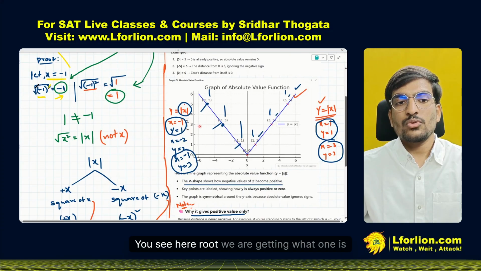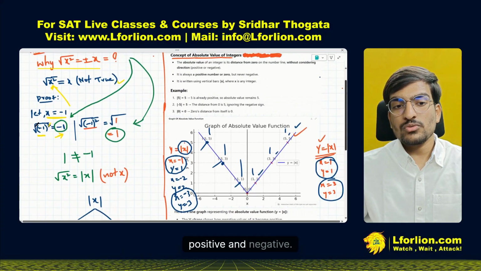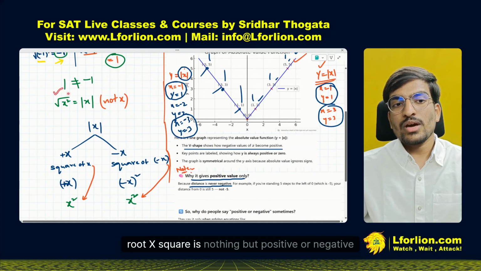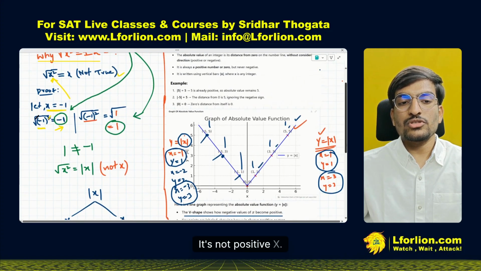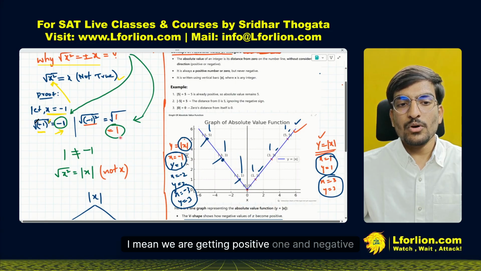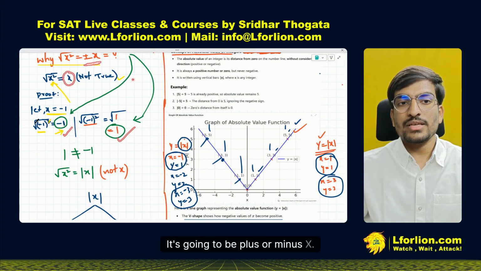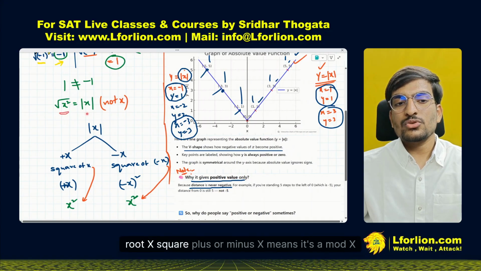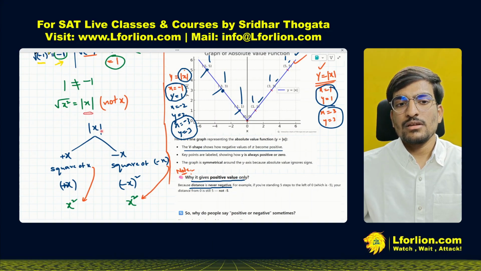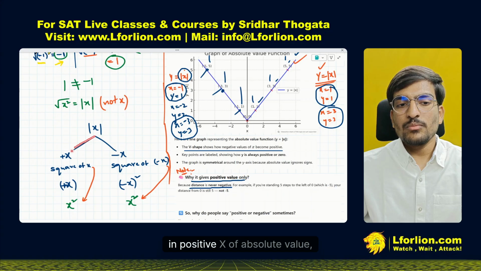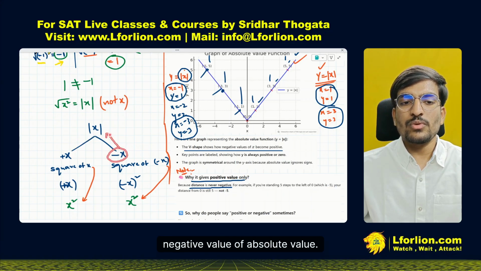So that's why it's going to be positive and negative. You see here, root x square is nothing but a positive or negative number we are getting. It's not positive x. I mean, we are getting positive 1 and negative 1, but not x. It's going to be plus or minus x. So here root x square, plus or minus x, means it's mod x. Mod x is the absolute value of positive x, and the absolute value of negative x we are taking.